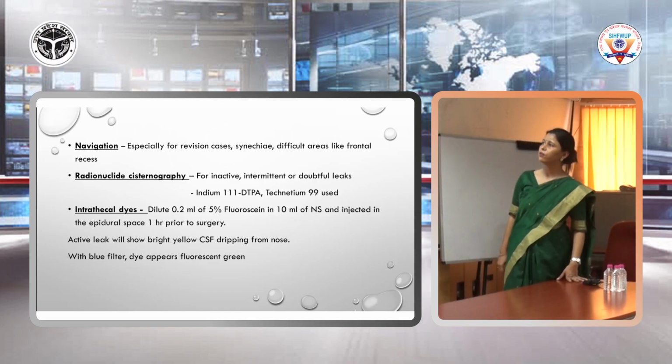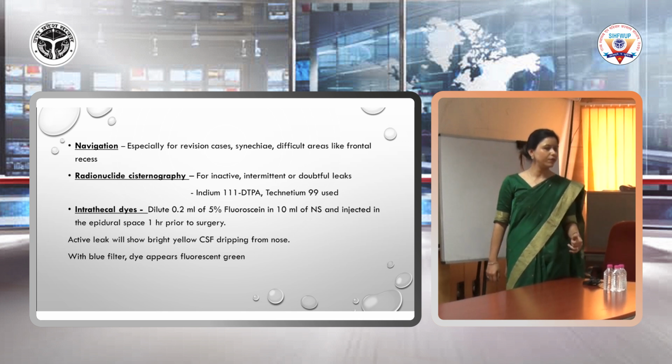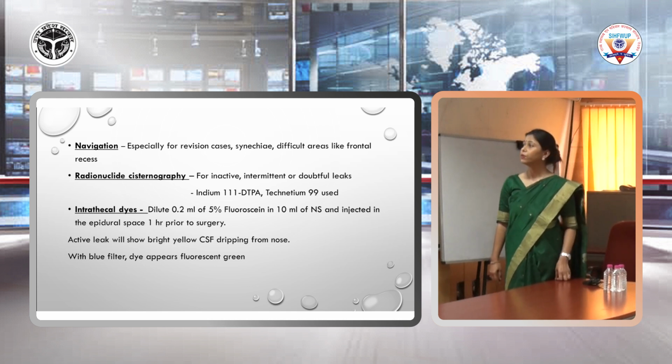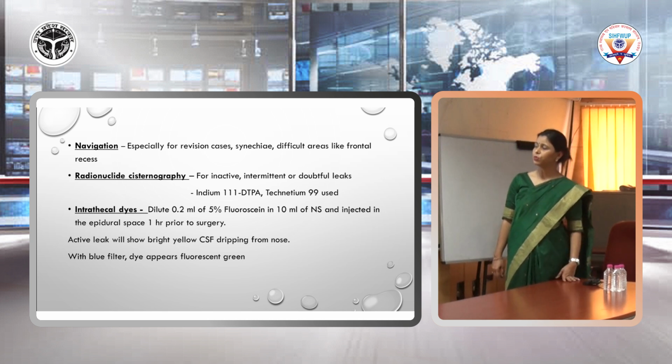So navigation, again for those who have navigation, they can easily localize with the help of navigation by the CT scans done as per the navigation protocol. Radionuclide cisternography also can be done, but then again there is a hazard of exposure to radiation. So in that case, technetium and indium-111 DTPA is used.